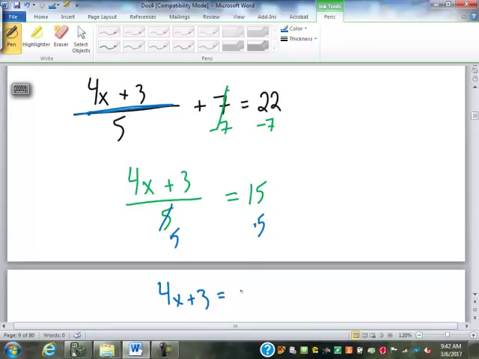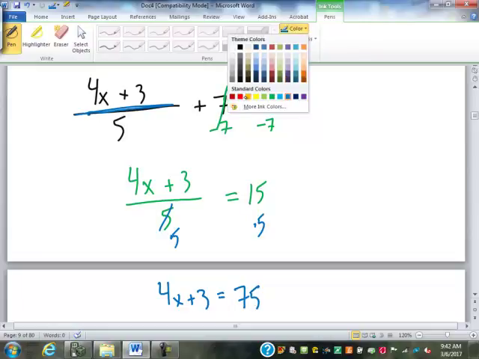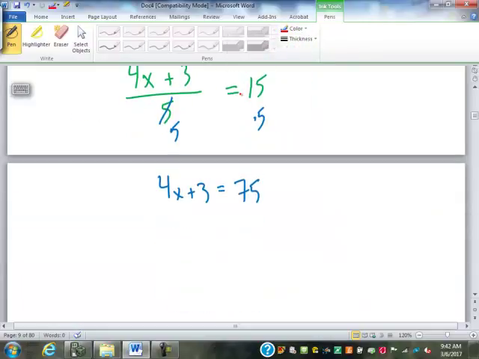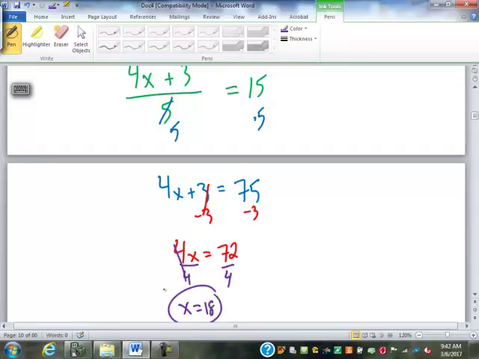5 times 15 is 75. And then subtract 3. 4x equals 72. And finally, divide by 4. X equals 18.